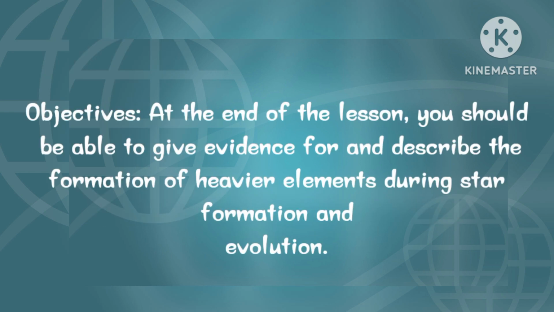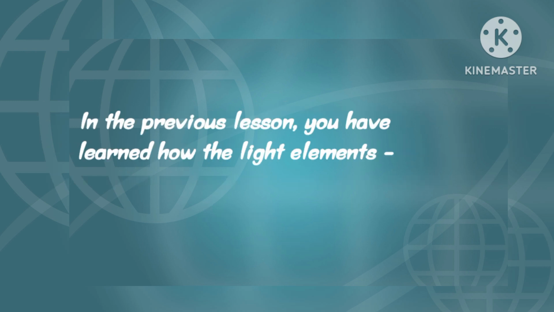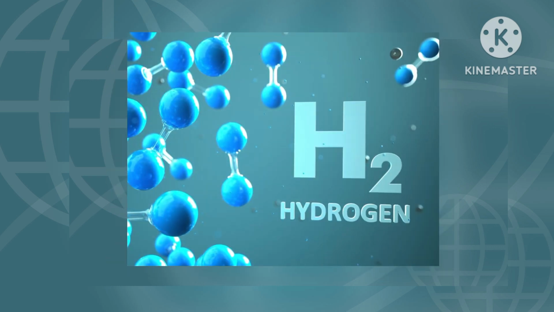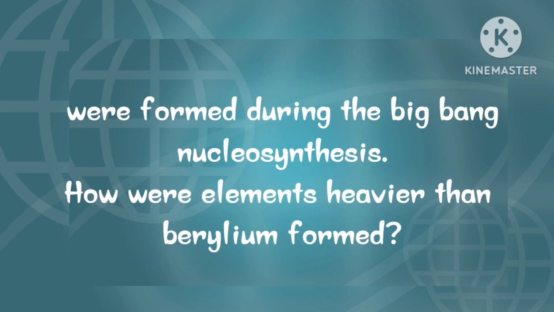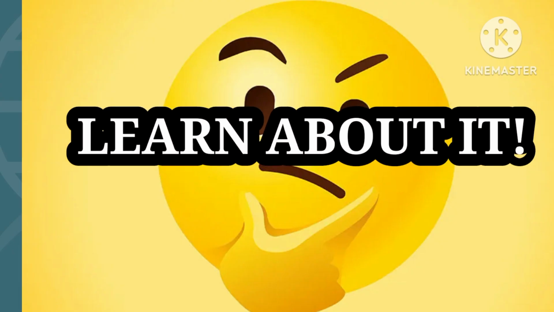Before we proceed, let's read the objective first. At the end of the lesson, you should be able to give evidence for and describe the formation of heavier elements during star formation and evolution. In the previous lesson, you learned how the light elements hydrogen, helium, lithium, and beryllium were formed during the Big Bang nucleosynthesis. How were elements heavier than beryllium formed? Let's learn about it.